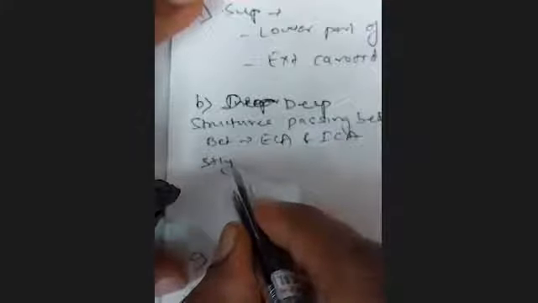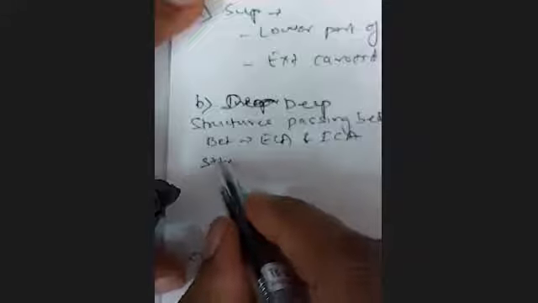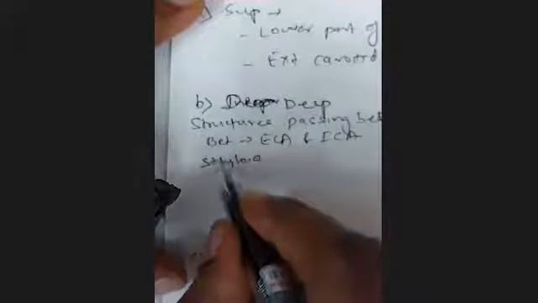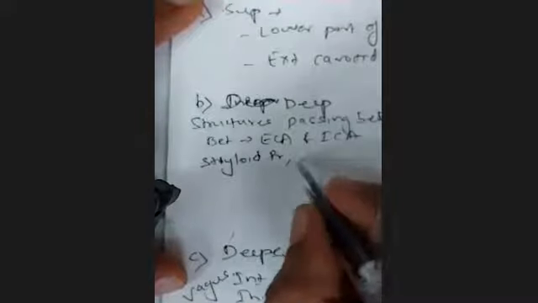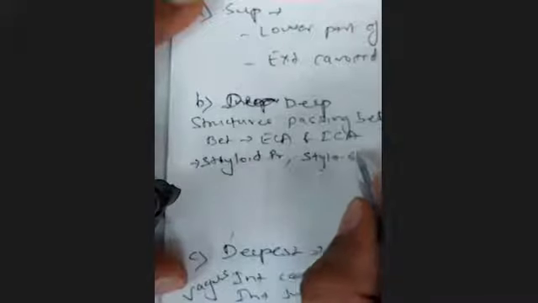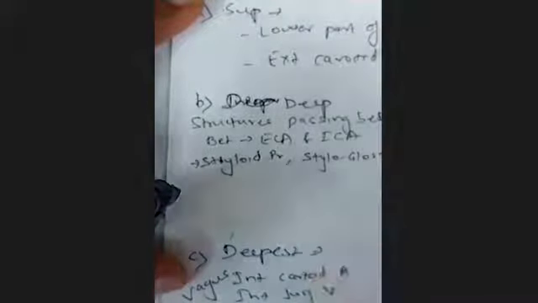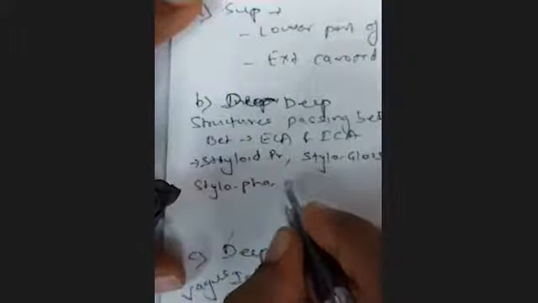Firstly, write styloid process. Arising from the styloid process is the styloglossus muscle. Another muscle is the stylopharyngeus muscle. Styloglossus muscle, stylopharyngeus muscle.